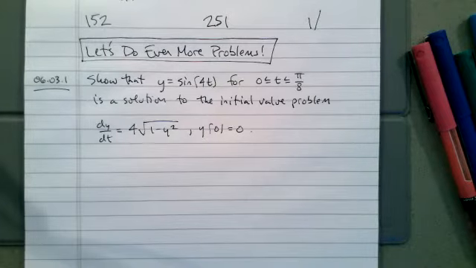Let's start taking a look at the problems in Chapter 6, Section 3. The first problem is to show that y equals sine of 4t for t between 0 and pi over 8 is a solution to the initial value problem dy/dt equals 4 square roots of 1 minus y squared and y of 0 is equal to 0.